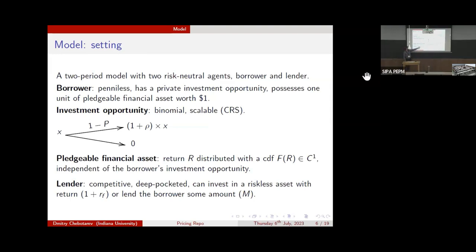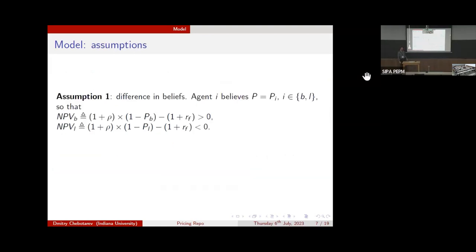I assume that the lender is competitive, which means that they have zero bargaining power, are deep pocketed, and can invest in a riskless asset with a return 1+RN, or can give money to our borrower. So the alternative assumption would be that the lender faces a perfectly elastic supply of funds with a rate 1+RN. It's kind of the same.